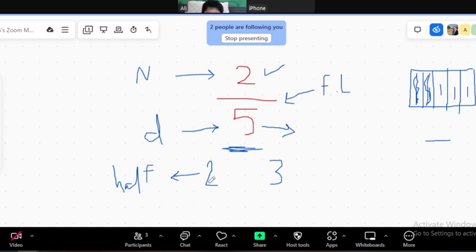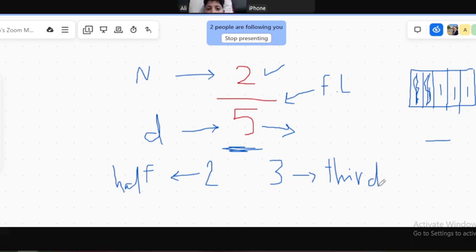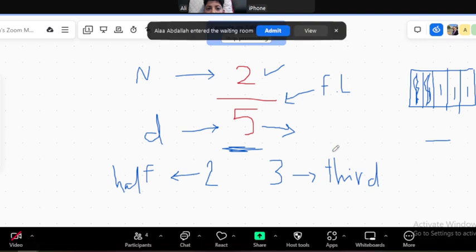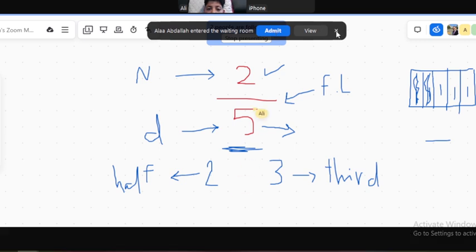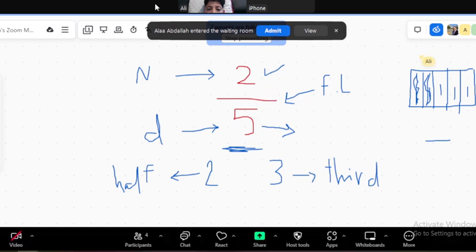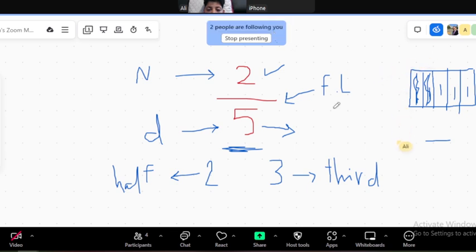So if you have 2 in the denominator, we read it half, but 3 we read it third. Okay? So we read 2 in the denominator as half, 3 as third, but any number else we read it after adding th.